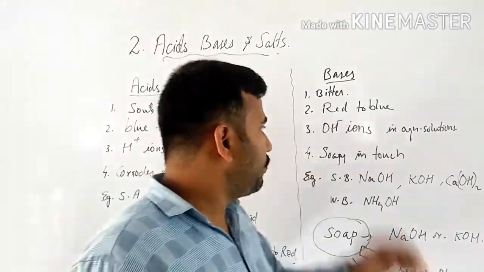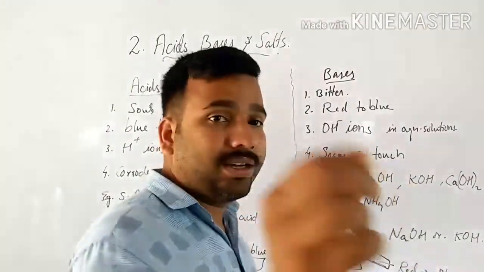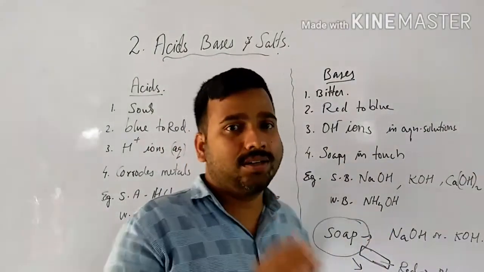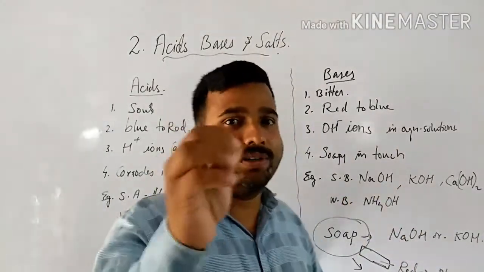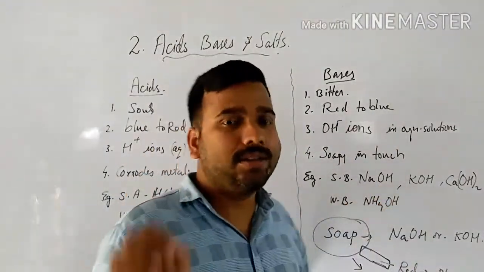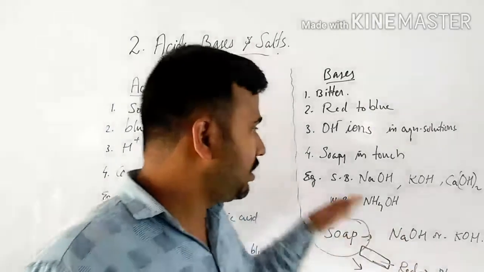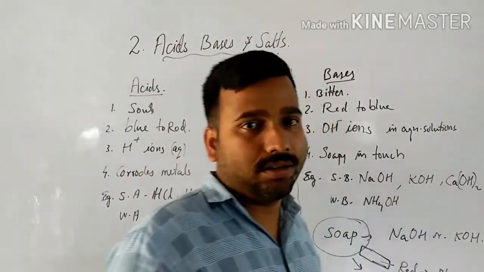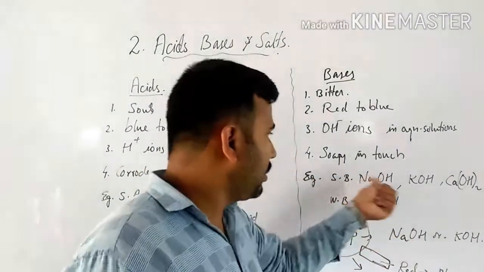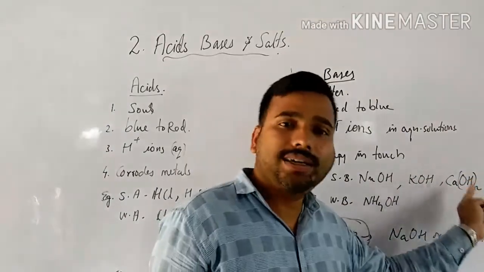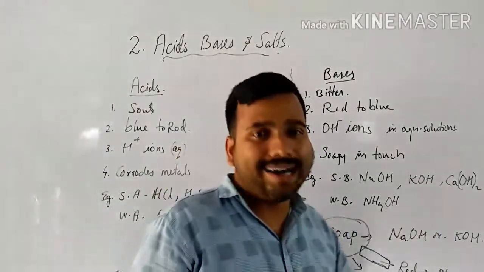And the next one, bases are soapy to touch. Suppose you take sodium hydroxide pellets and keep them in your hand, it will feel somewhat soapy, and that doesn't mean that you need to test it in such a way. If you keep it for a long time in your palm, it will burn your skin. So it is highly corrosive, especially concentrated bases. Examples of strong bases are sodium hydroxide, potassium hydroxide, and calcium hydroxide. And one example of a weak base is ammonium hydroxide.